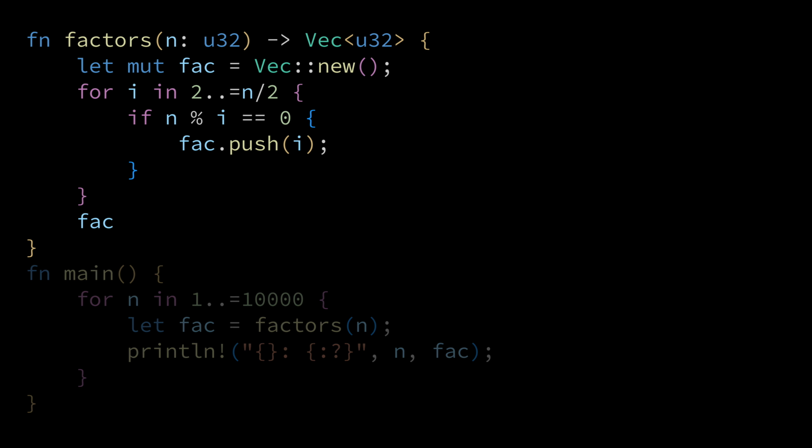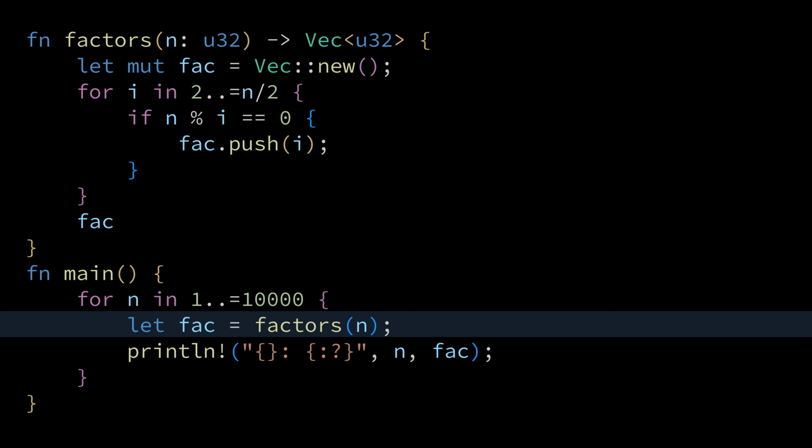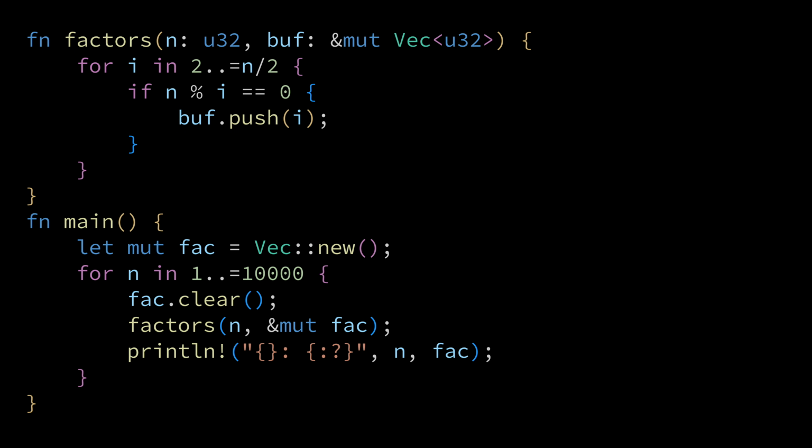What if we're calling this factors function a lot? Here's a main loop that calls factors with every value from 1 to 10,000. It's a bit sad that every time around the main loop we're creating a new vec, growing it a bit, then throwing it away. That's hitting the memory allocator way harder than we need to. How about we change this so we can reuse the same vec for each call to the factors function. So now factors takes a mutable reference to a vec called buff. And whatever factors it finds, it pushes them onto buff.